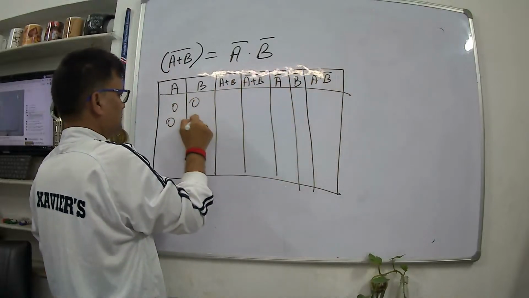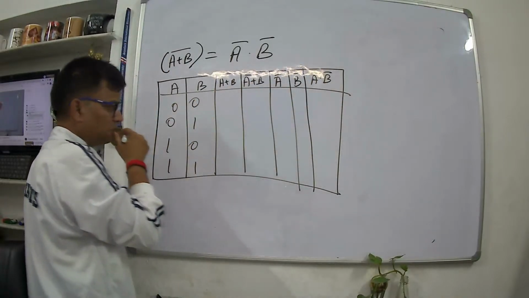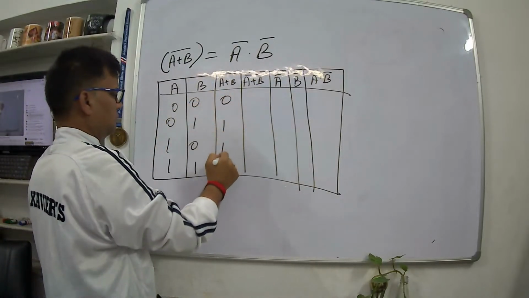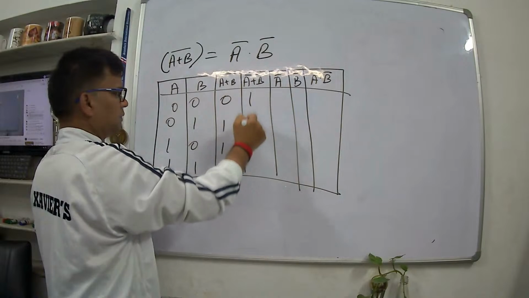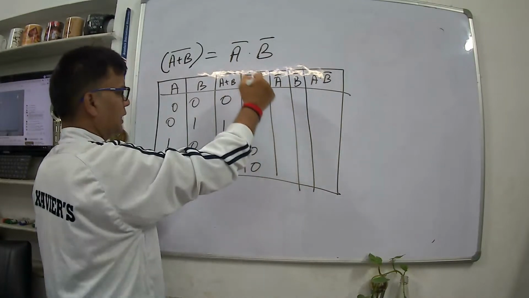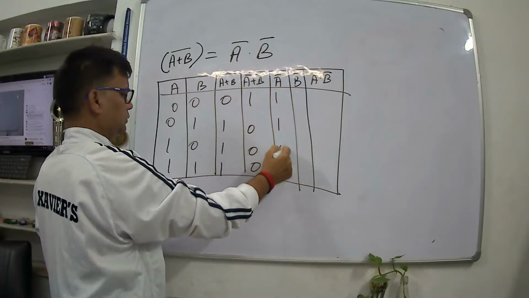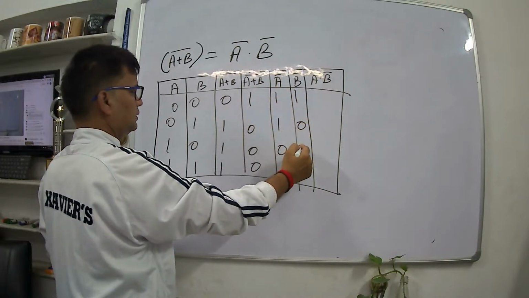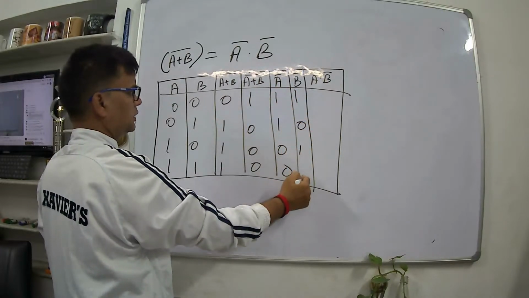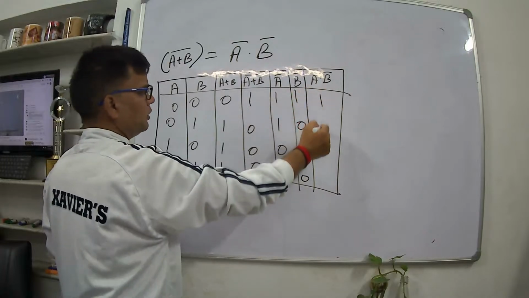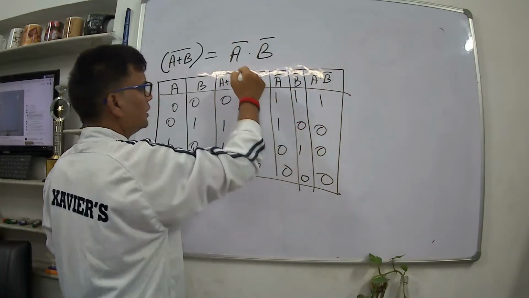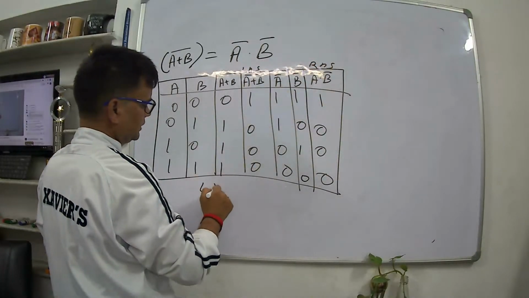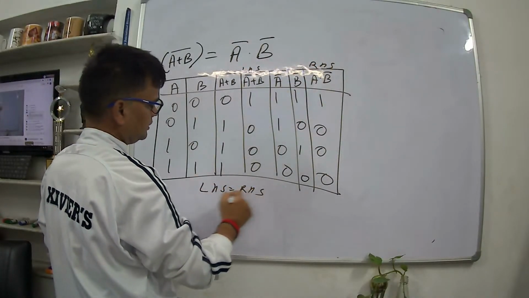0, 0, 0, 1, 1, 0, 1, 1. These will be the four states. A plus B is 0, 1, 1, 1. (A plus B) bar is 1, 0, 0, 0. A bar is 1, 1, 0, 0. B bar is 1, 0, 1, 0. A bar dot B bar is 1, and all others are 0. Now this was the LHS, this was the RHS. LHS is equal to RHS.